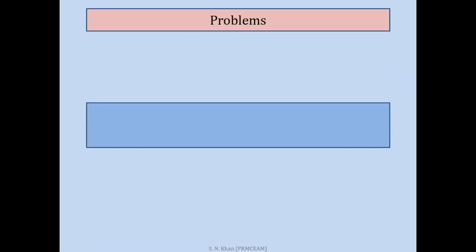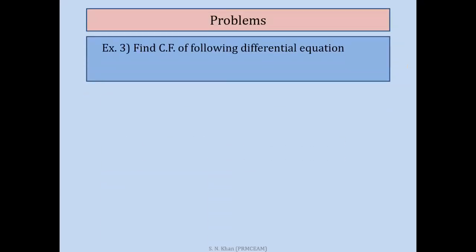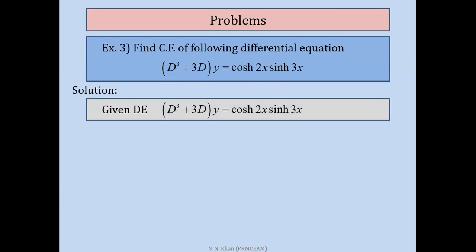Now moving to the next problem again. Find CF of the following differential equation: D cube plus thrice D operating on y equals cosh of twice x into sinh of thrice x. So as usual, we will start with the given differential equation.